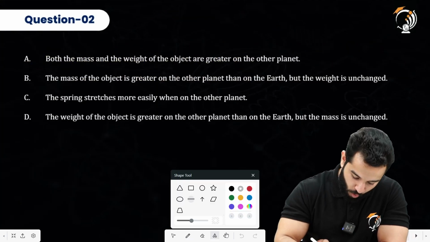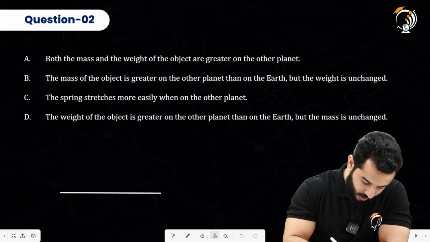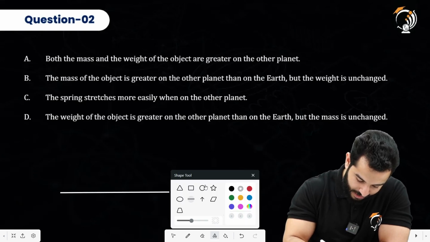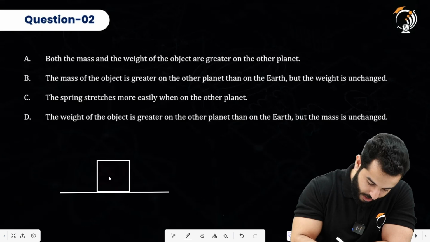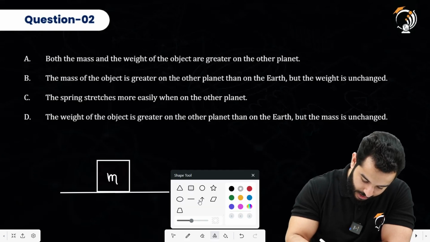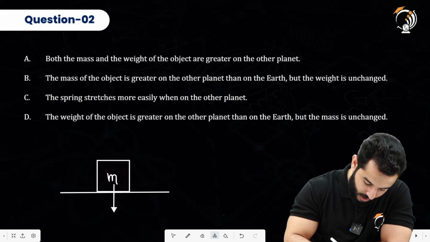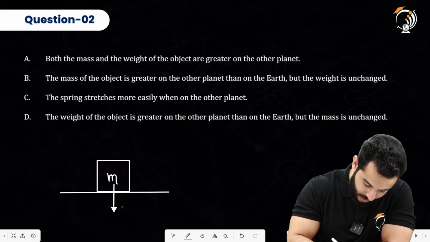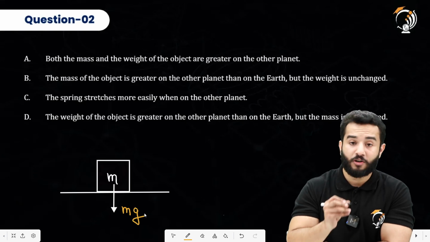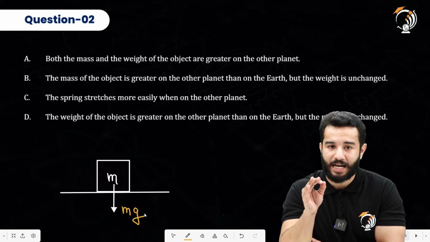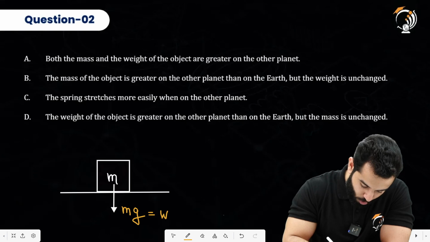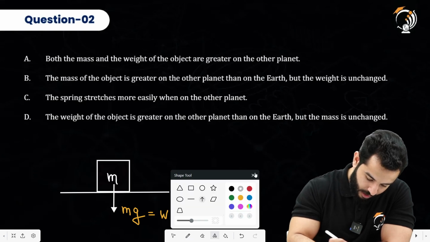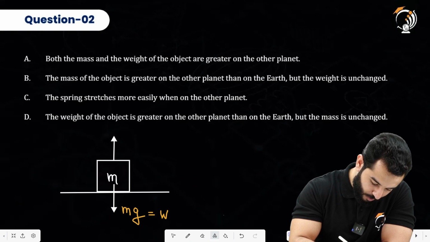So when you are going to talk about weight, let's suppose this is the surface of any planet, it could be earth or any other planet, and let's say this is the body and the mass of this body is m. So the gravity is going to pull this body downwards and the force is going to be mass times the acceleration due to gravity at that planet. So mg is actually the weight, and to be precise, weight is actually the normal reaction like this, but we don't have to worry about all of these things right now. So this is the weight.